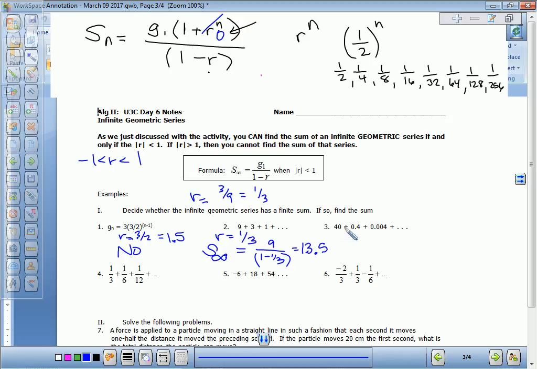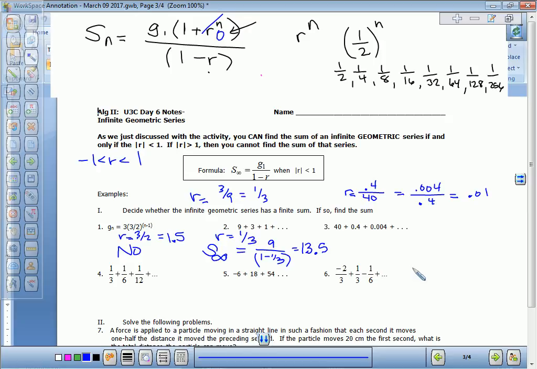Okay, is this geometric? Yes, this is multiplicative, because if we take 0.4 and divide by 40, it is the same as 0.004 divided by 0.4. It is 0.01. The ratio is 0.01. So if I take any term and divide it by the term before it, that should give me the common ratio. So I can do any of them and divide it by the one before it, and I should get the same thing if it's geometric to start with.